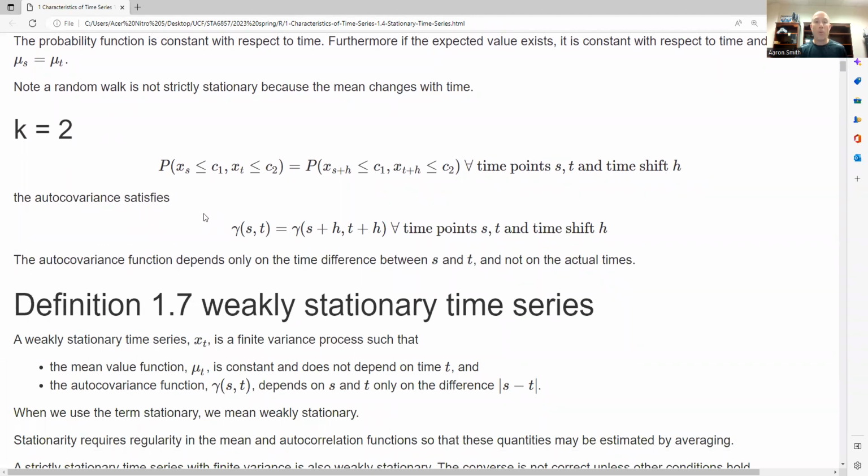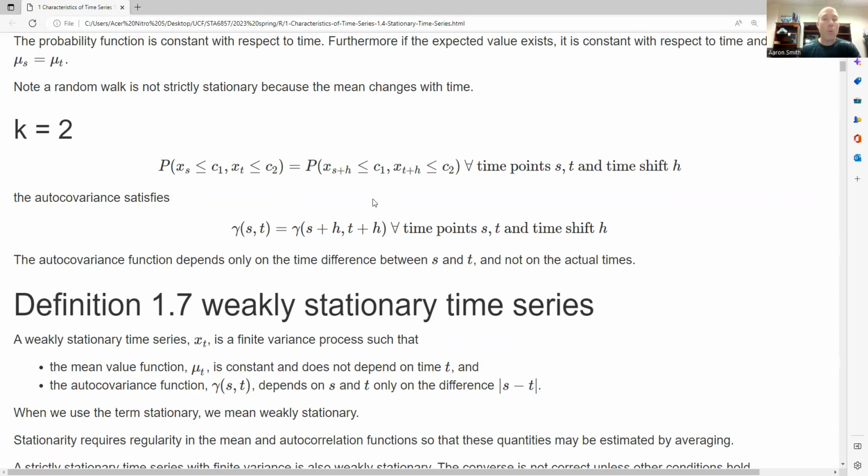All right, now with k equals 2, what we would have going on is that I would have two points of time that I'm interested in with two different cutoffs, or potentially different, two cutoffs. And if I shift the time by the same amount on both of those points in time, then I'm going to get the same probability.